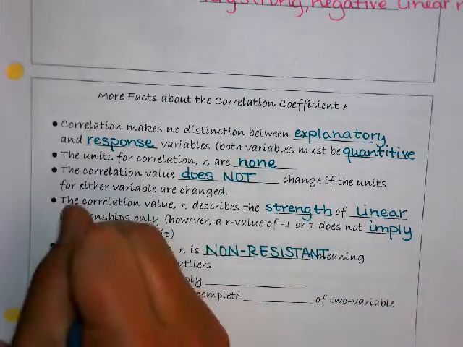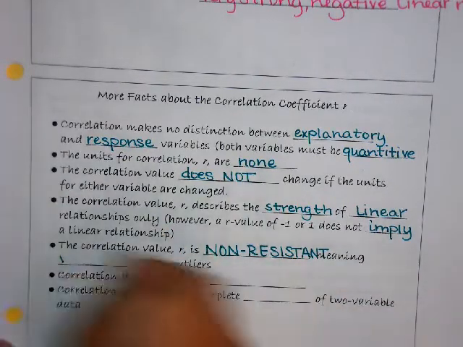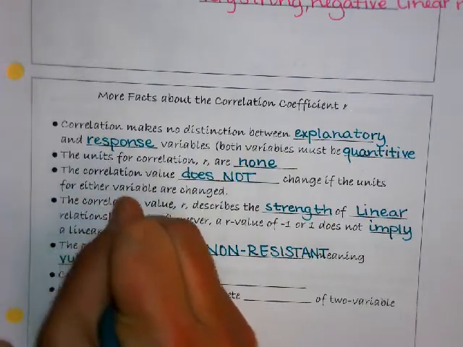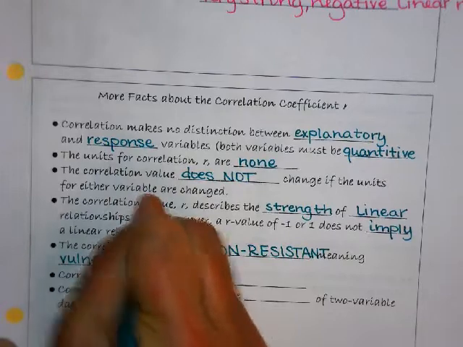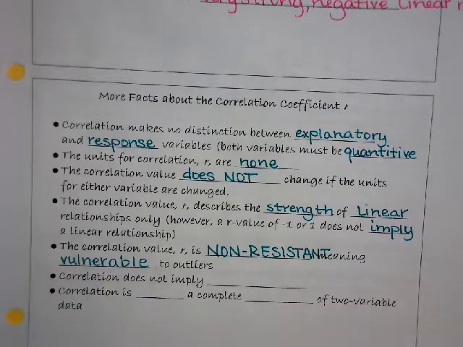So outliers are going to really affect R. Correlation does not imply causation. So just because you have a relationship between two variables does not mean that one variable causes the other to happen.